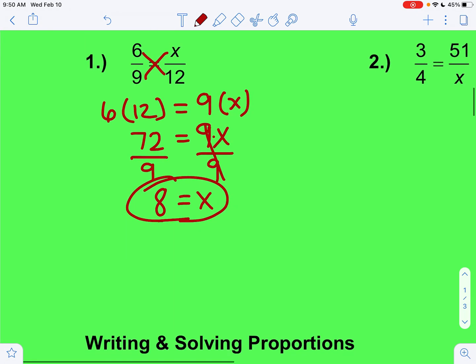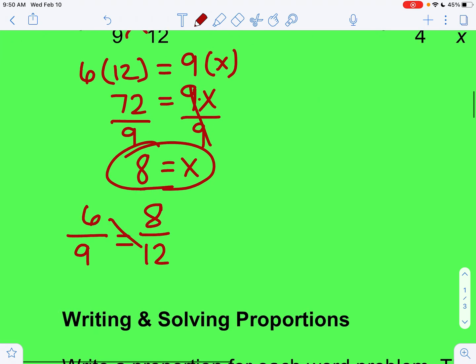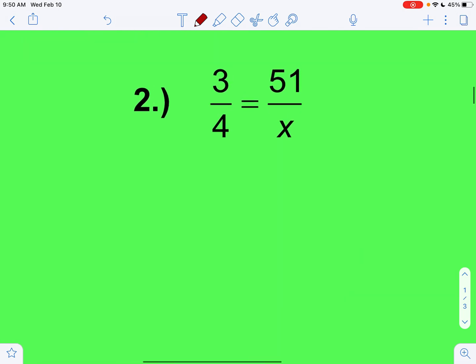And then, of course, you could double check. 6 over 9 equals 8 over 12. 6 times 12 is 72. 9 times 8 is also 72, so we are good. Okay, going on to our second one.